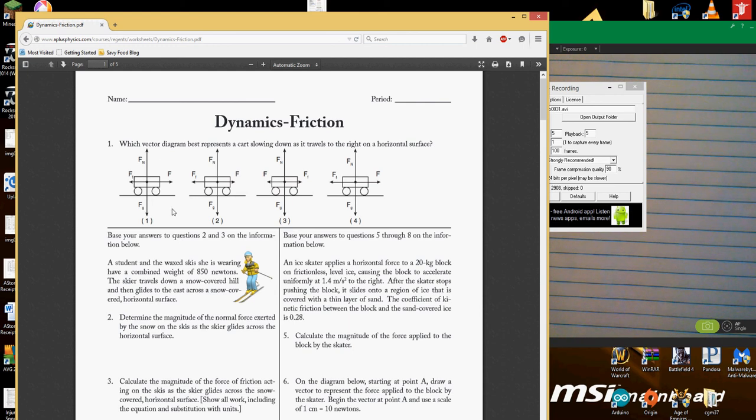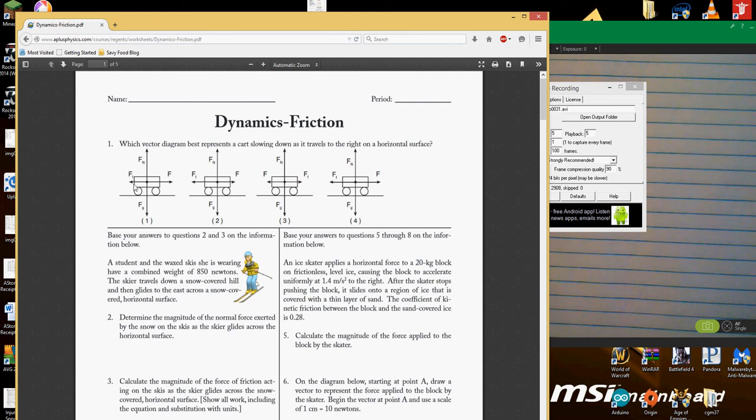So we know that the motion is moving to the right, which means that it has a greater force pushing to the right. But if it is slowing down, that means you also have the frictional force that's going to be greater in the direction opposite to the way it's moving, because that net force is going to be greater in that direction. So your answer should be 1.